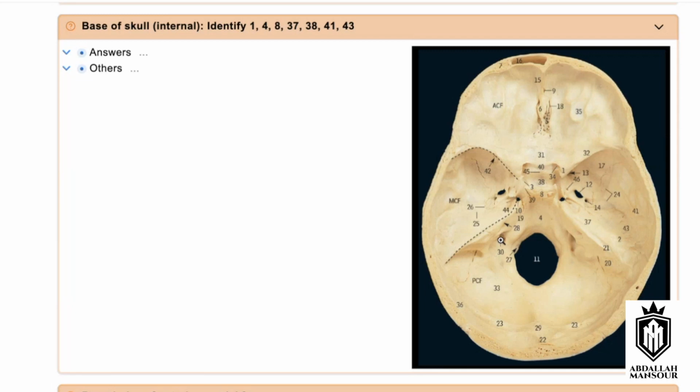30 is the left jugular foramen, right jugular foramen. The left or right? Why is it so difficult for you? It's from the anterior, so it's a left jugular foramen. What are the contents? A jugular foramen consists of the glossopharyngeal, vagus, spinal accessory, and the internal jugular vein.